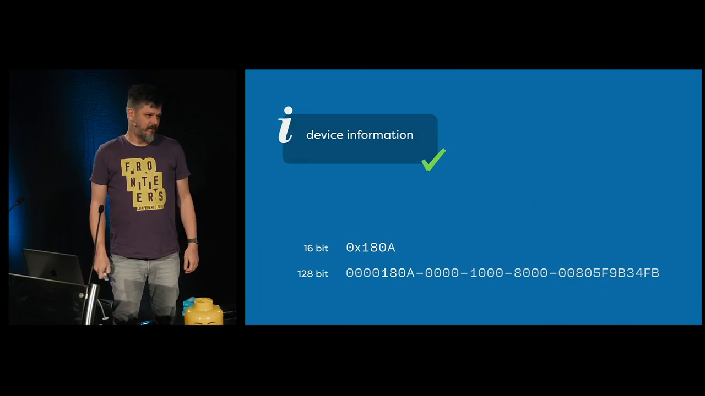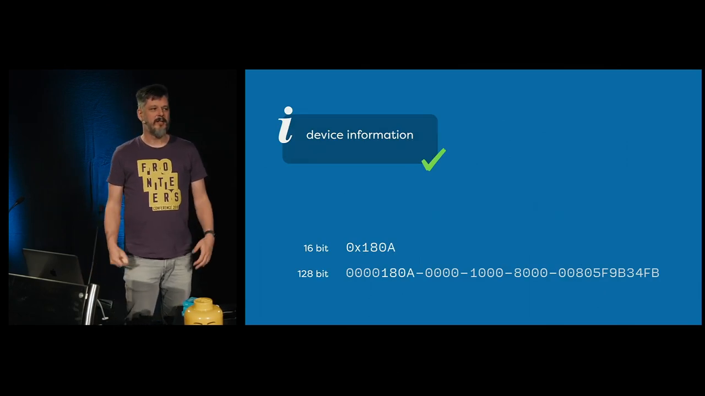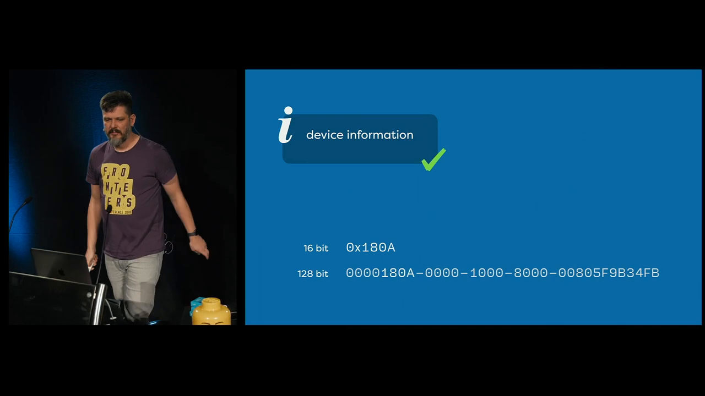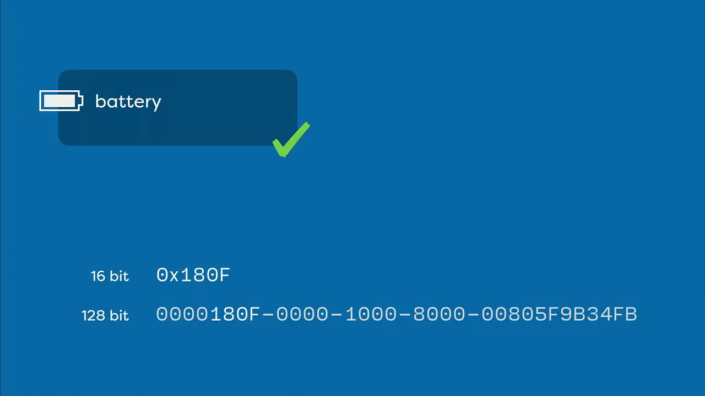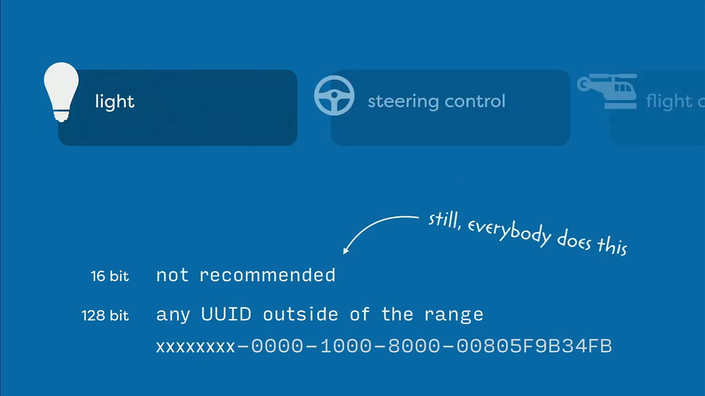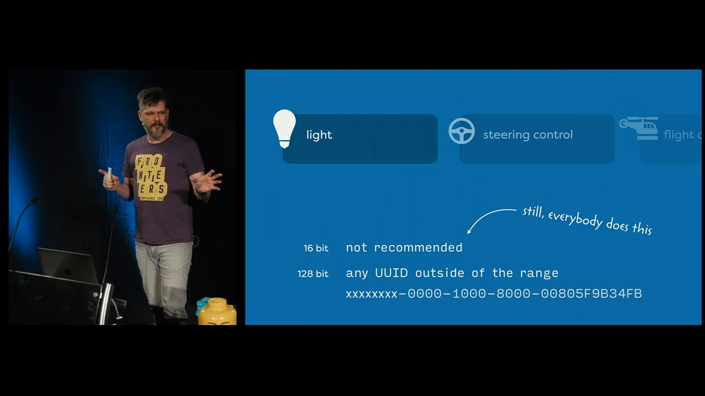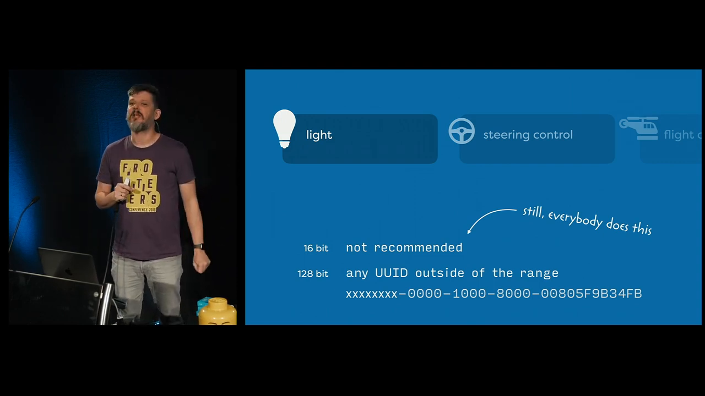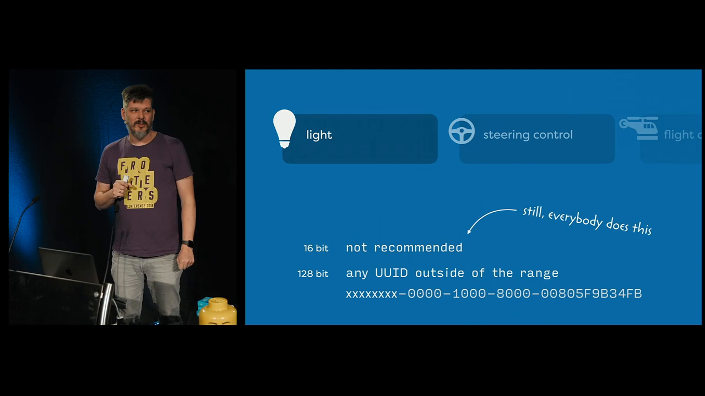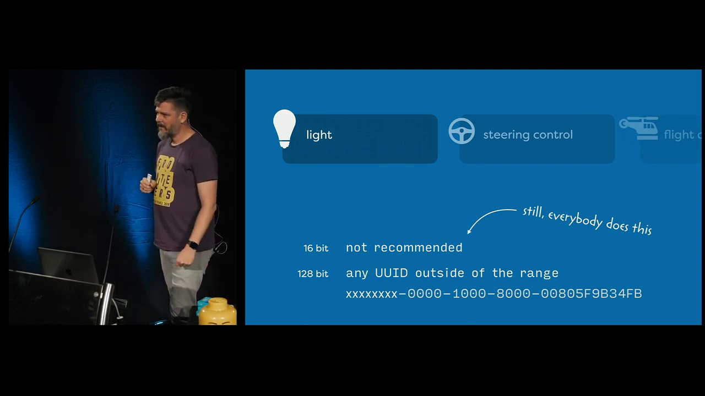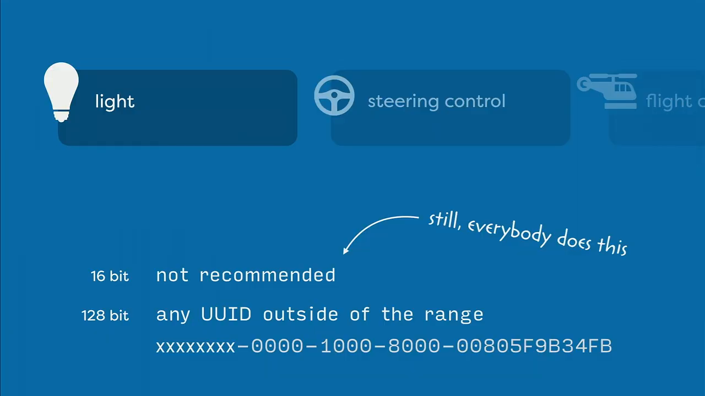Services and characteristics are identified by UUIDs, and they are 16-bit or 128-bit. And they look like this. So device information is 180A, and battery is 180F. And your lights, which isn't a standard, doesn't have a fixed UUID. They had to choose that themselves, and it can differ between manufacturer and model. Now, they must steer out of the standard range, but nobody does this. So everybody uses a 16-bit UUID, and there may be some collisions there.